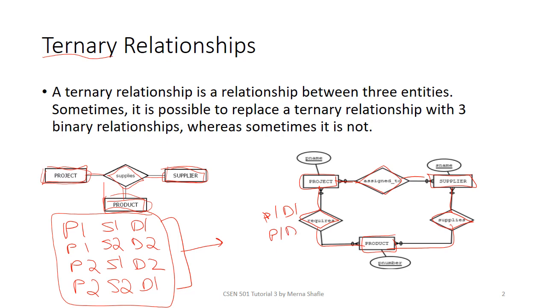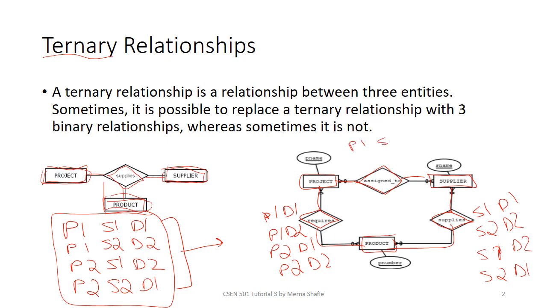So if we split this scenario into the binary example, what is going to happen is the following. Project 1 required product 1, and project 1 also required product 2. Project 2 required product 1, and project 2 also required product 2. I have that supplier 1 supplied product 1, supplier 2 supplied product 2, supplier 1 supplied product 2, and supplier 2 supplied product 1. And I also have that project 1 was assigned to supplier 1 for product 1, project 1 was supplied by supplier 2 for product 2, project 2 was supplied by supplier 1 for product 2, and project 2 was supplied by supplier 2 in order to give product 1.